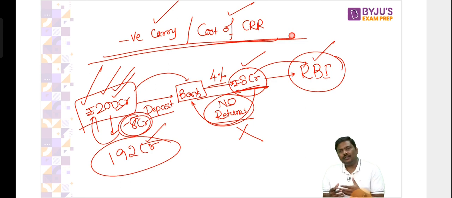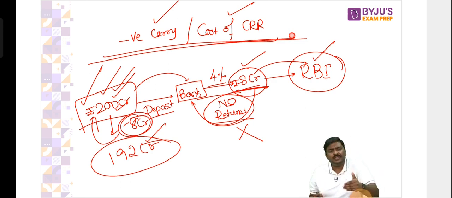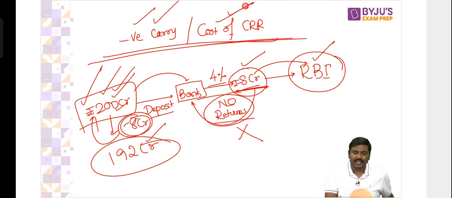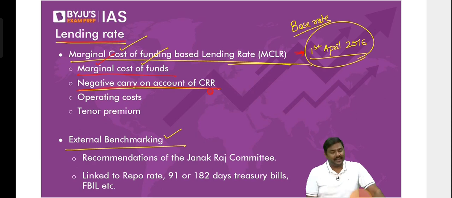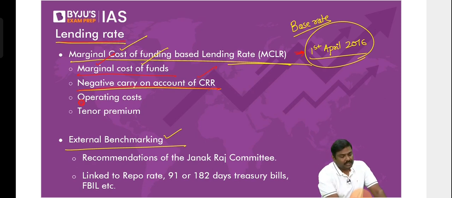As a bank, we are supposed to keep certain deposits with RBI. That is CRR. RBI doesn't pay any interest to me on the CRR, but I pay interest to the customer on the CRR amount. Which means I'm not earning any interest, but I am paying interest. That is negative carry, or the cost of CRR. So the second factor that the bank will consider while deciding the lending rate is negative carry on account of CRR. Third one, operational expenses.